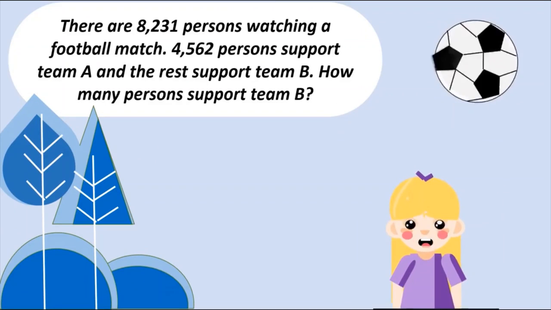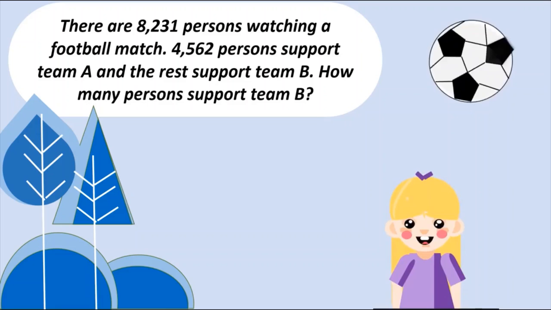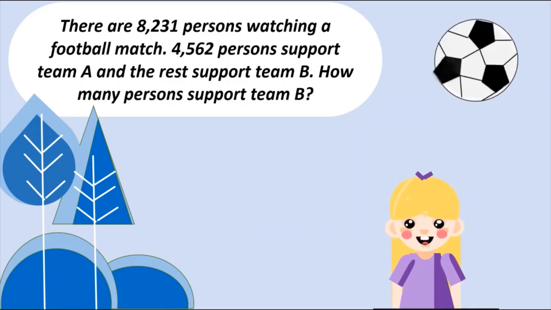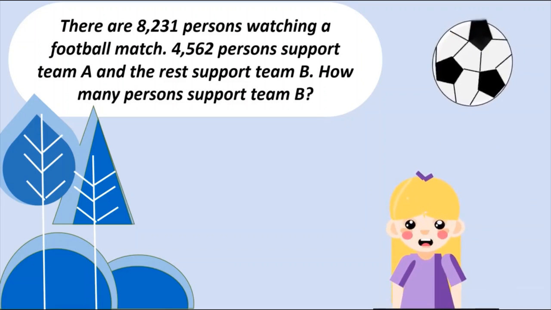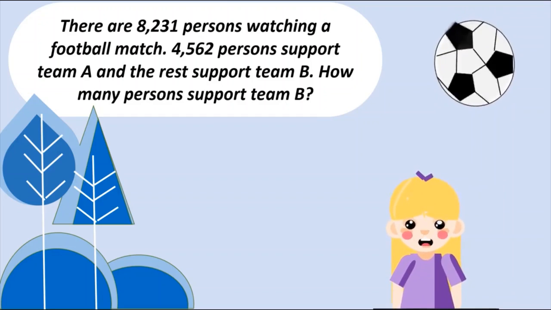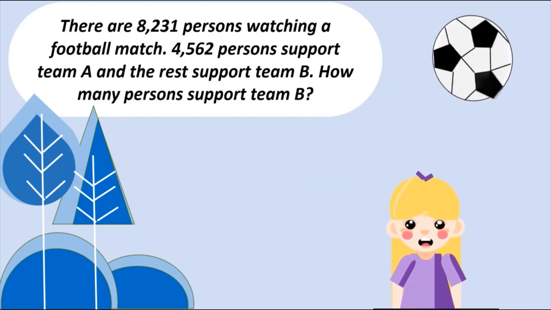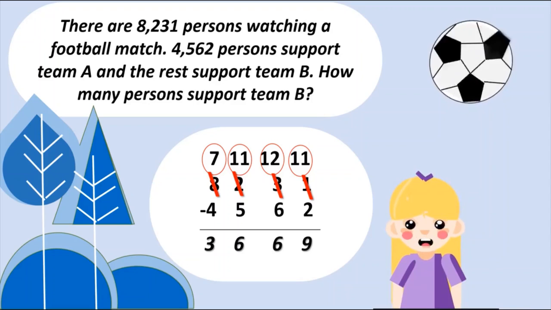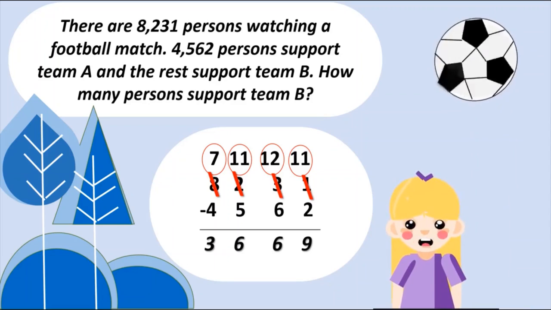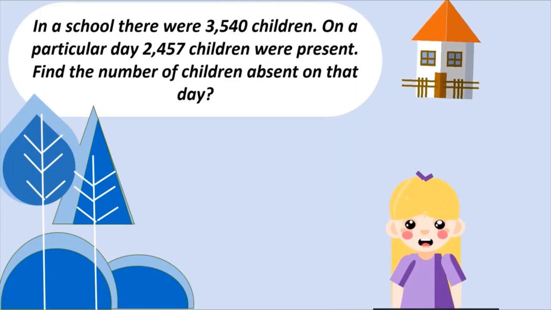Next is, there are 8,231 people watching a football match. So, we can write it as number of people watching a football match is 8,231. Number of people supporting team A is 4,562. We have to find out how many people supported team B. So, we subtract both and we get the answer as 3,669 people supported team B. Let's go to the next problem.